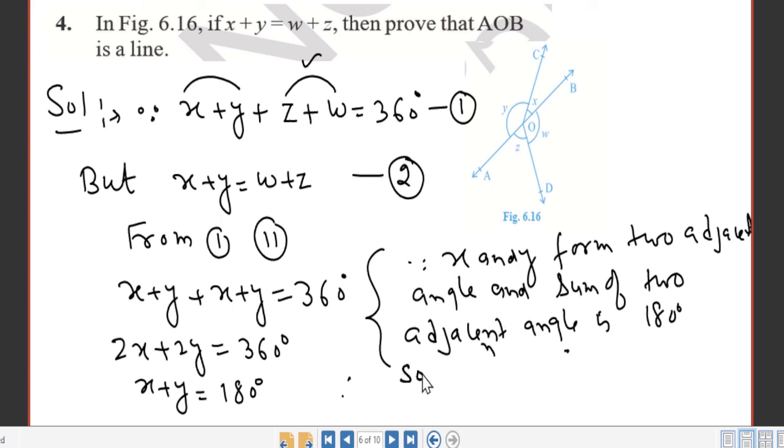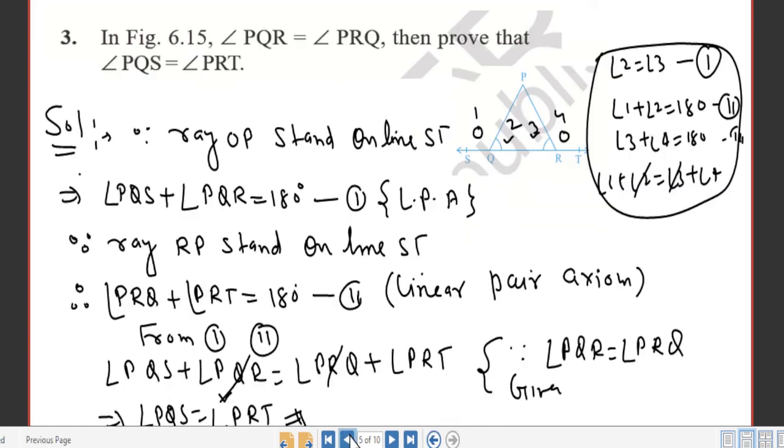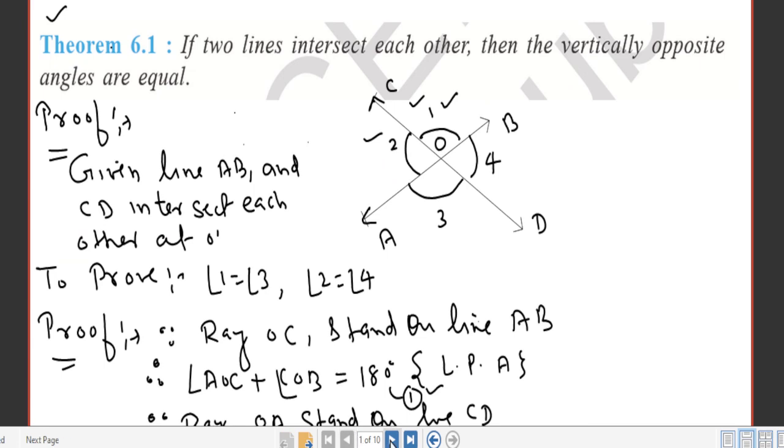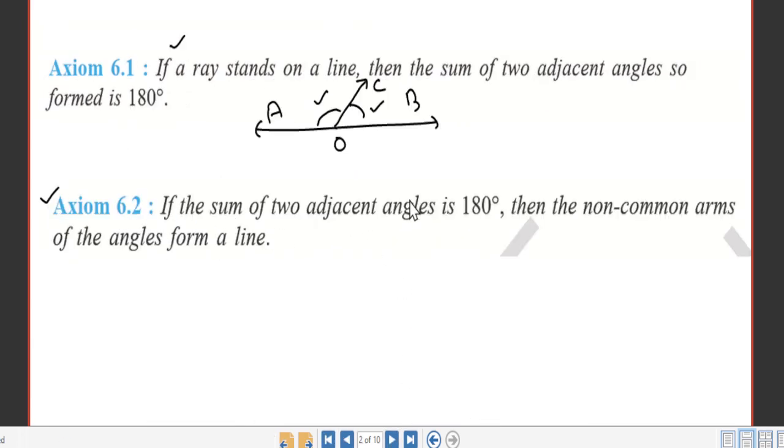So opposite non-common arms form a straight line. Simply, non-common arms form a straight line. Simply you have to write this one. This is your axiom 6.2. See, this is your axiom: if the sum of two adjacent angles is 180 degree, then the non-common arms of the angles form a straight line. Clear?